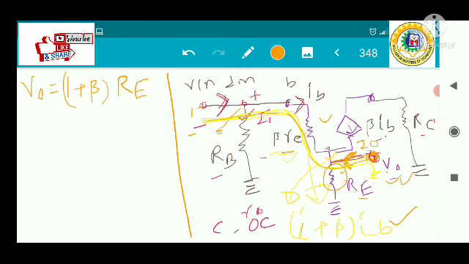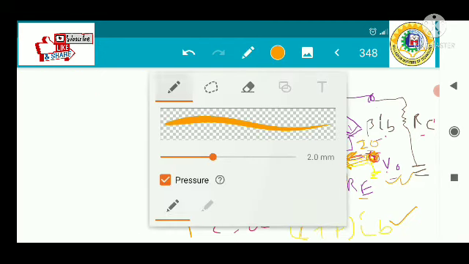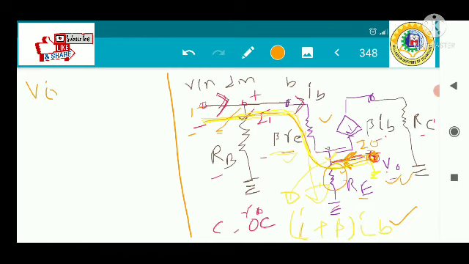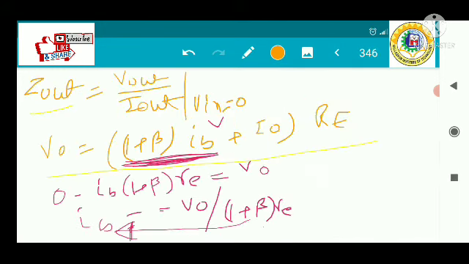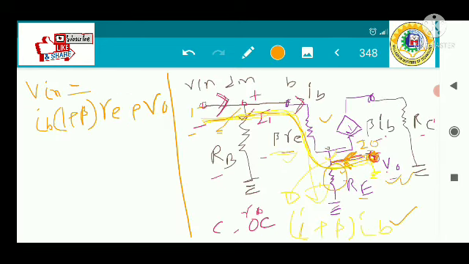Now if I am writing the KVL for this path, Vin is nothing but IB into 1 plus beta RE plus V0, the same expression that I have written here. So this expression will be the same, and this is Vin. Previously Vin was 0, not there.